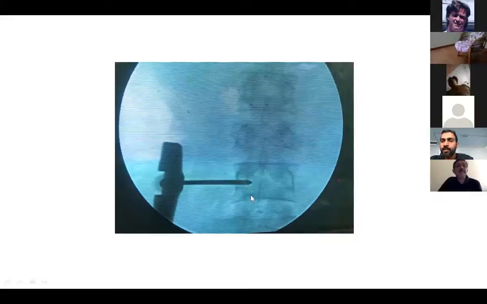Here you can appreciate that afterwards we can move it from B to C, as we confirmed on the lateral view. Afterwards, we are going to replace the trocar. We are going to place a guide wire and then place a tube over it.